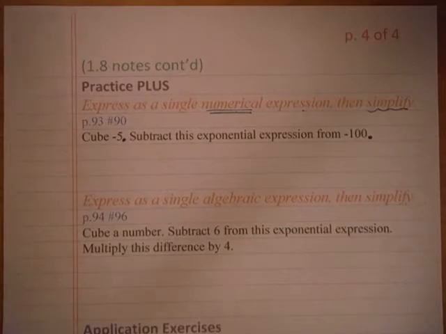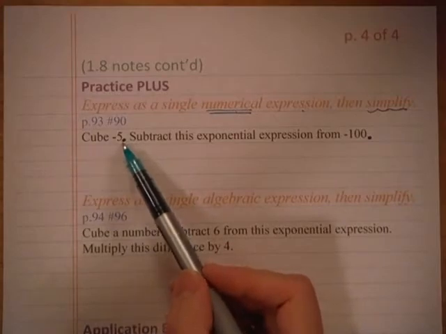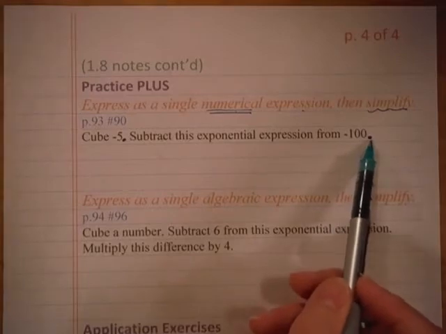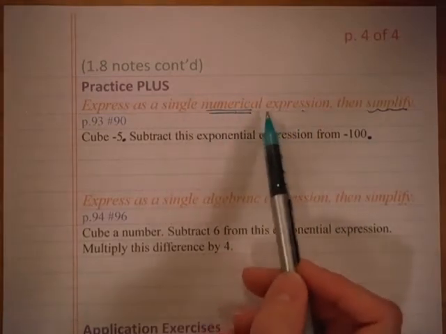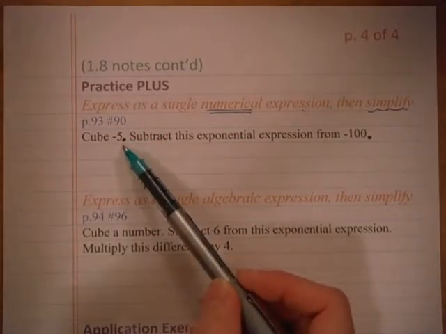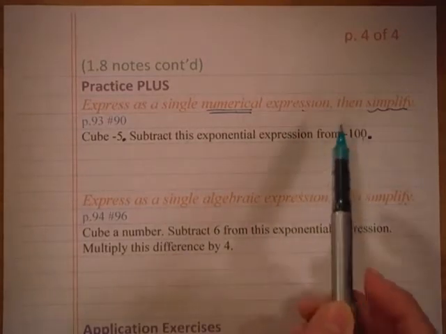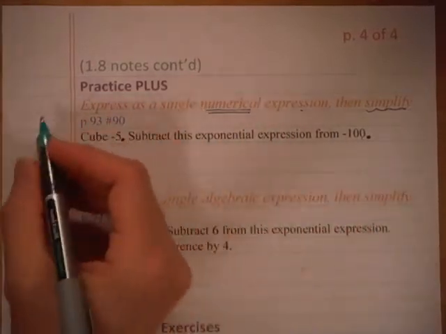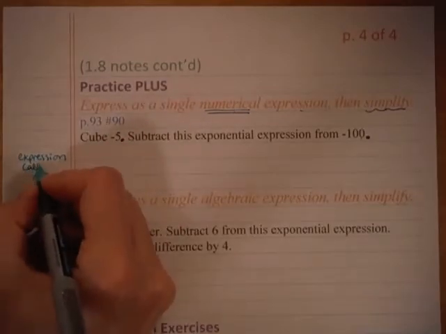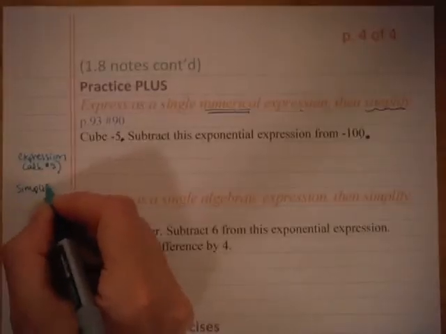So let's do that by starting to read. Cube negative 5, period. Subtract this exponential expression from negative 100, period. So two things happening, we're going to get it into one numerical expression. Deep breath. Let's read this again. Cube negative 5, subtract this exponential expression from negative 100. So keep in mind my goal is an expression, so there's no equal sign here. And it's going to be all numbers. Then I'm going to simplify. So I've got two answers that I'm going for.